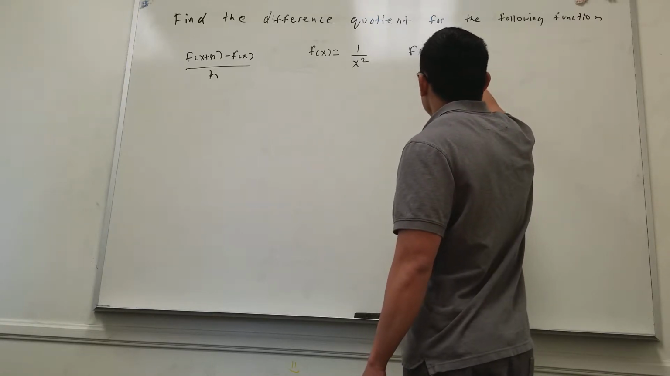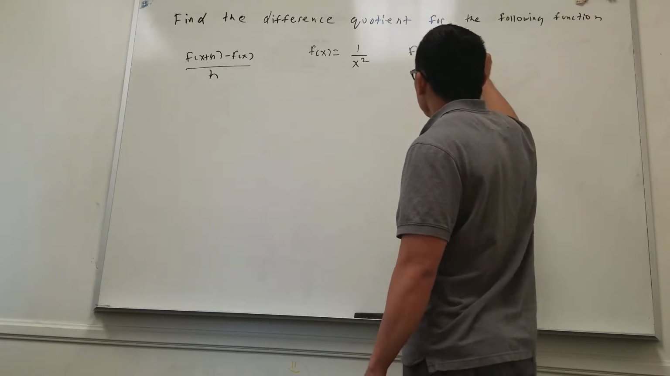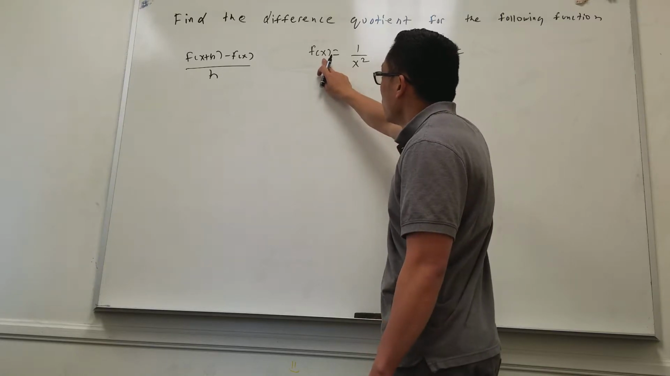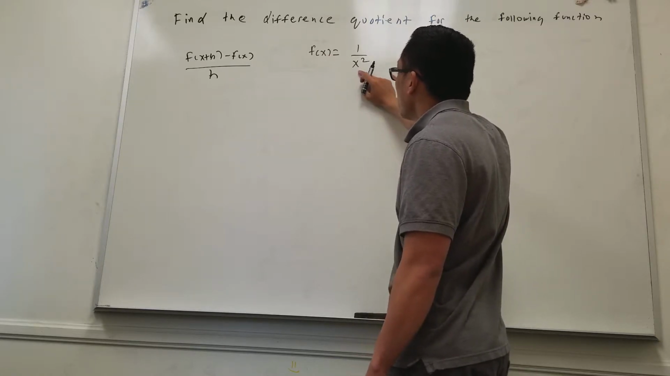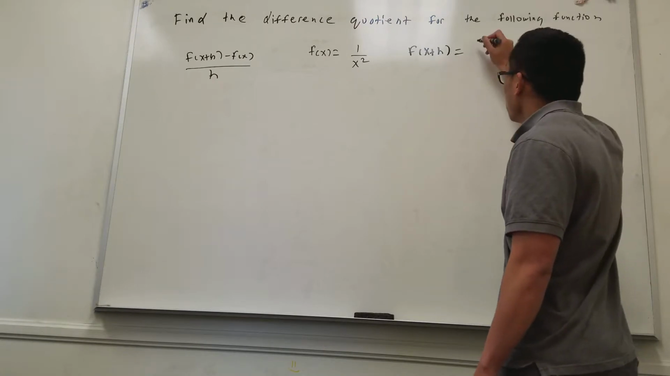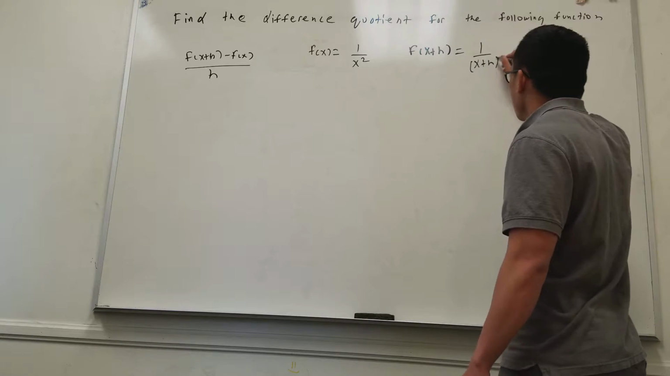Okay, now how do I do that? So when I think about this, this is in terms of x, right? But if this was 1 instead of x, what am I going to do? I'm going to put 1 here, right? For where x is. In this case, it's not 1, it's x plus h. So instead of 1, I'm going to plug in what? x plus h where x is, and that's going to be squared.